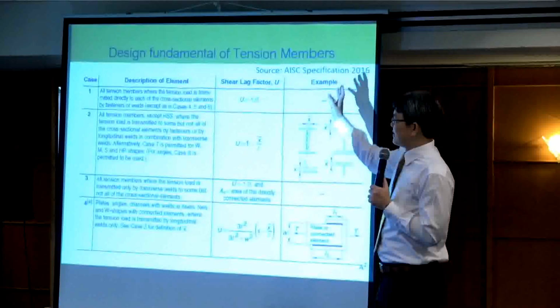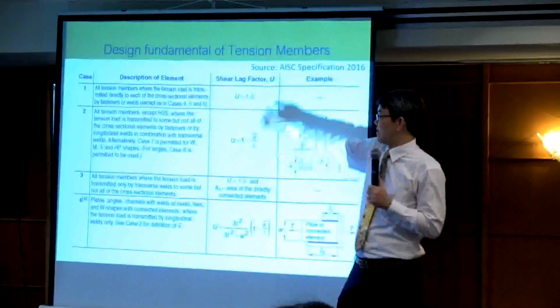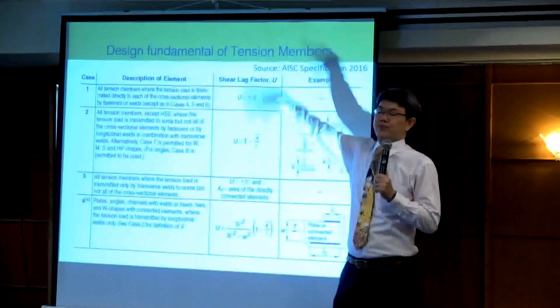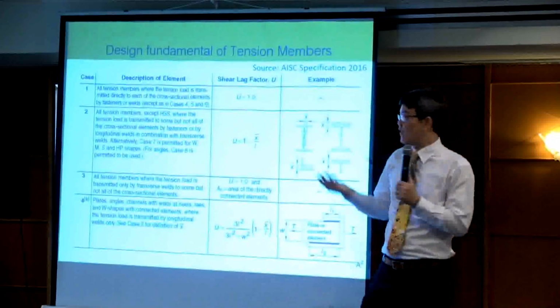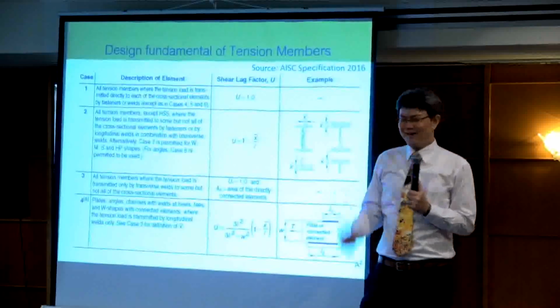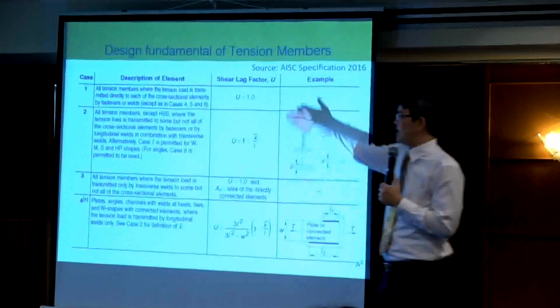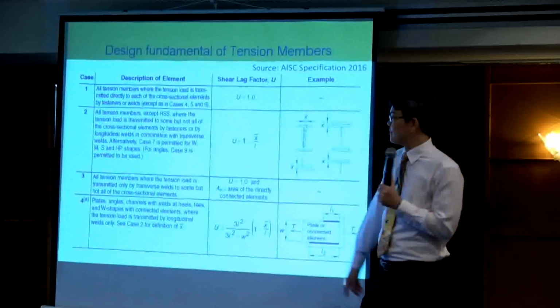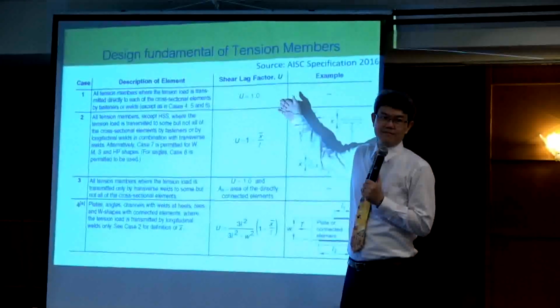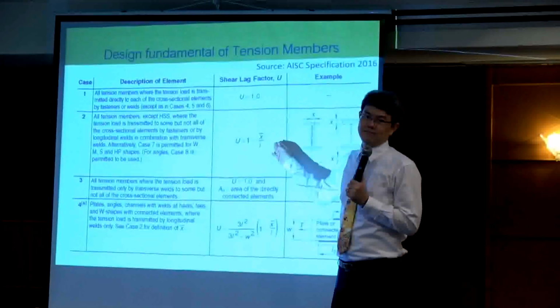So let me tell you this. The first case is that when you connect every element, you have shear lag equal to 1. Why did I put it there? Just for the sake of completion. If they didn't put it there, you may or may not think you have shear lag, but now it's pretty clear: if you connect every element, no shear lag. If you don't connect every element, shear lag.